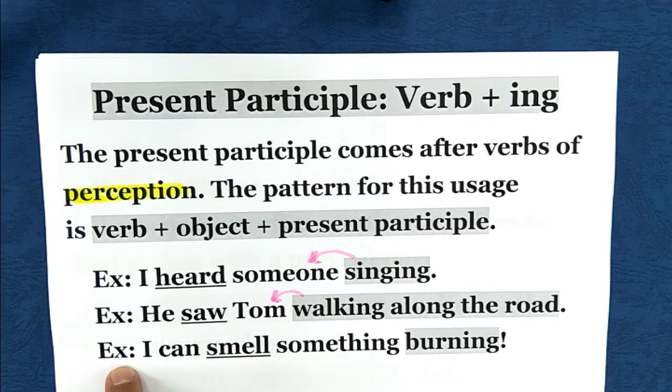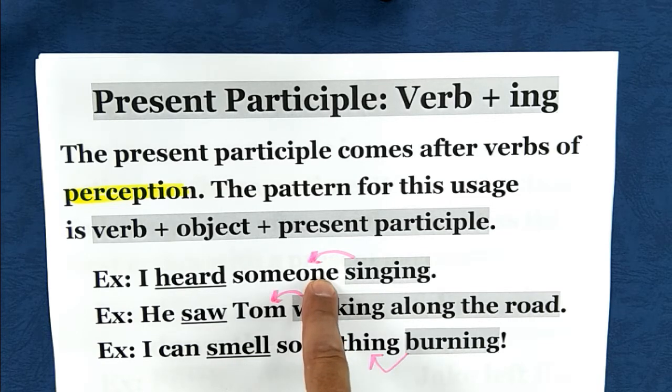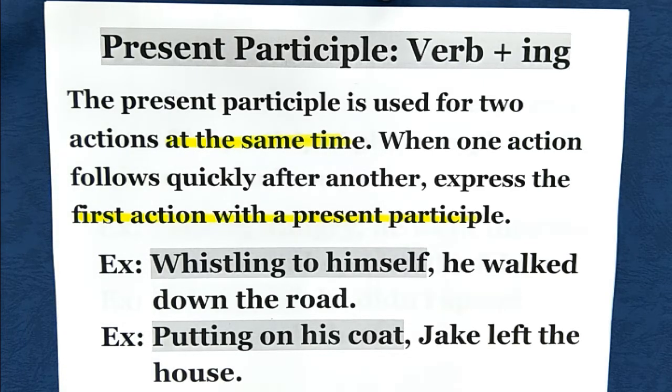The next one, example. I can smell something burning. Smell, you smell with your nose. This is a verb of perception. Burning, verb ing. What is burning? Well, something is burning. All right, notice that the present participle phrase stands behind a noun. Someone, that's a noun. Tom is a noun. Something, that's a noun. Okay, remember that. Verbs of perception.